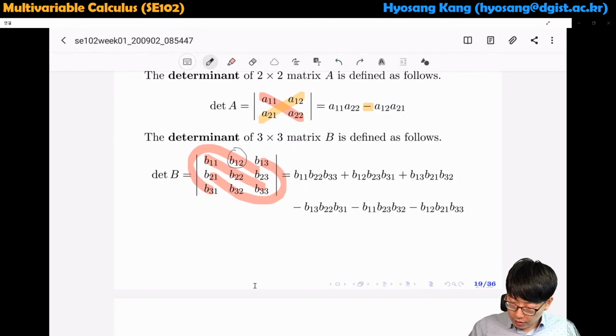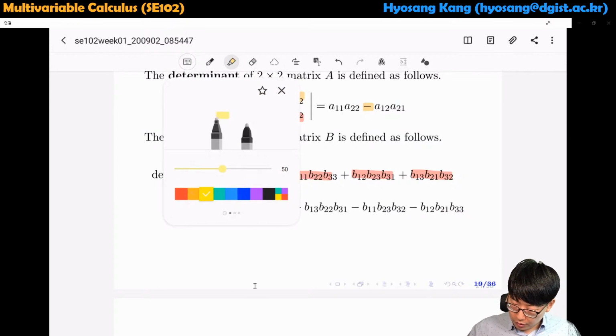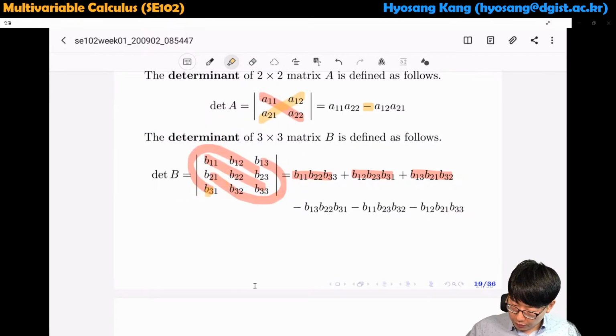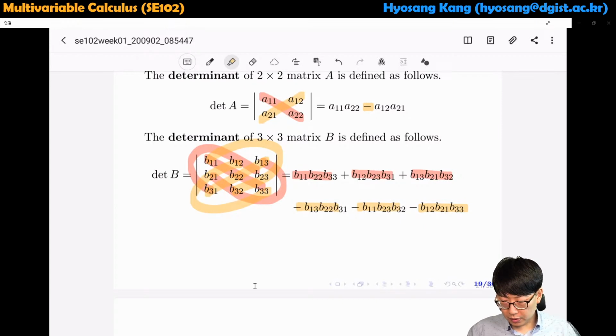I don't want any of these three entries of B to have the same column or the same row. That's how I get these three triples of entries of matrix B, and then give a plus sign here. Okay. And then you do the same thing for the off-diagonal. First you take this one, and then this one, and this one, and you give a negative sign here. So that's the determinant of a 3x3 matrix.